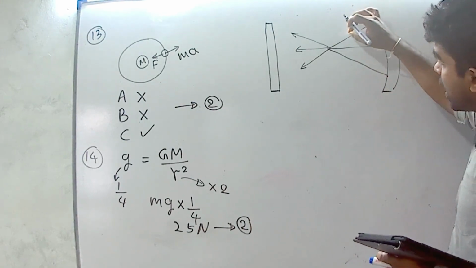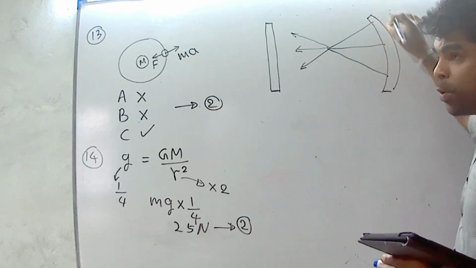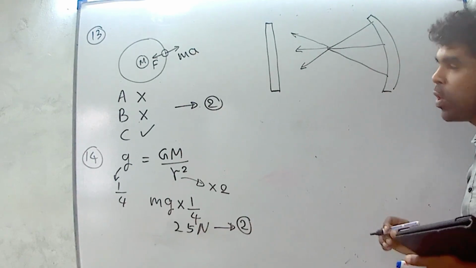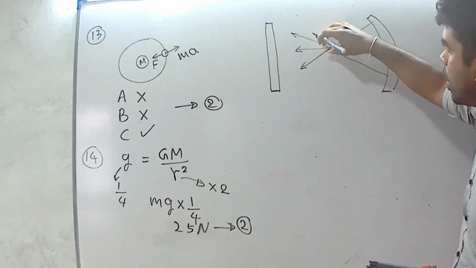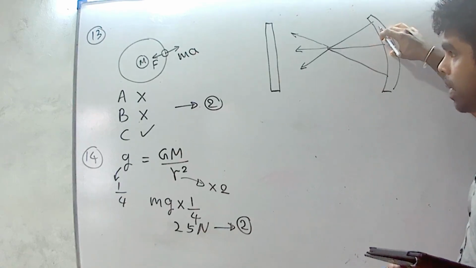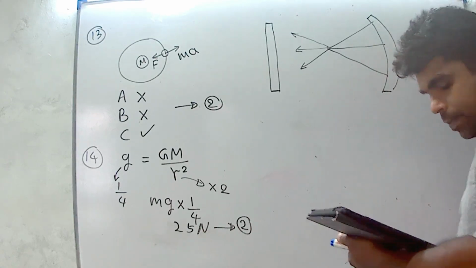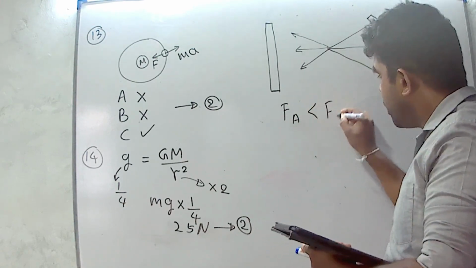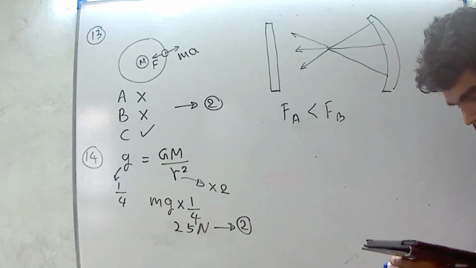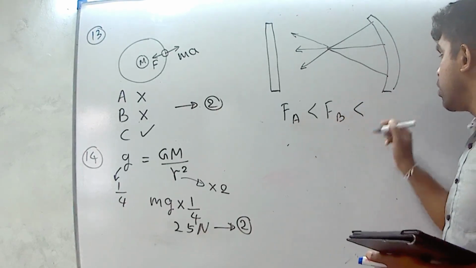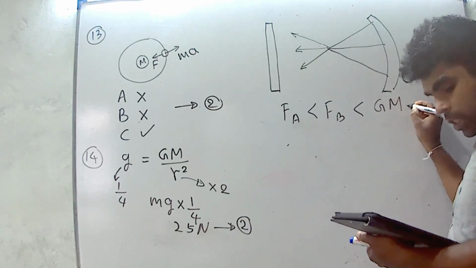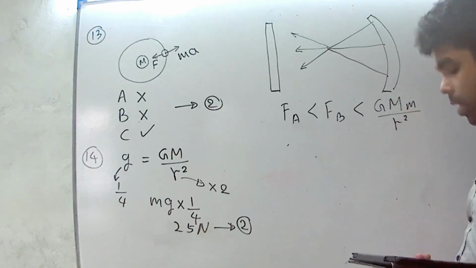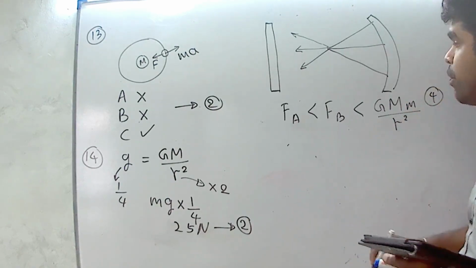Therefore, the resultant gravitational force due to this arc should be less than the resultant gravitational force acting on this object by the point mass placed at this place. Therefore, Fa should be less than Fb, and both of these values are less than the gravitational force due to the capital M point mass. Then the answer is 4 for question number 15.